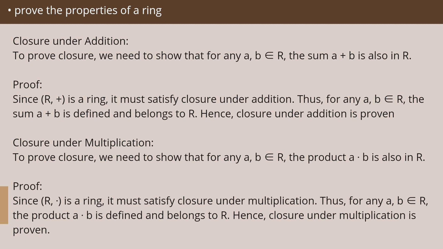Now, let's move on to proving the properties for multiplication. For closure under multiplication, to prove closure, we need to show that for any a and b belonging to R, the product a times b is also in R. Proof: since (R, ×) is a ring, it must satisfy closure under multiplication. Thus, for any a, b belonging to R, the product a times b is defined and belongs to R. Hence, closure under multiplication is proven.